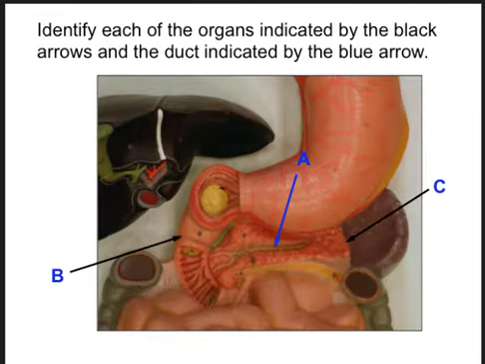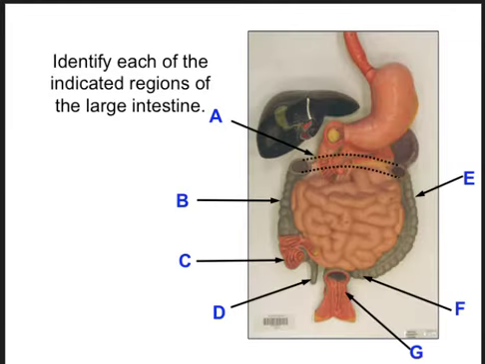Identify each of the organs indicated by the black arrows and the duct indicated by the blue arrow. A is pointing to the pancreatic duct, B the duodenum, and C the pancreas. Next question, identify each of the indicated regions of the large intestine. A is pointing to the transverse colon, B the ascending colon, C the cecum, D the appendix, E the descending colon, F the sigmoid colon, and G is pointing to the rectum.